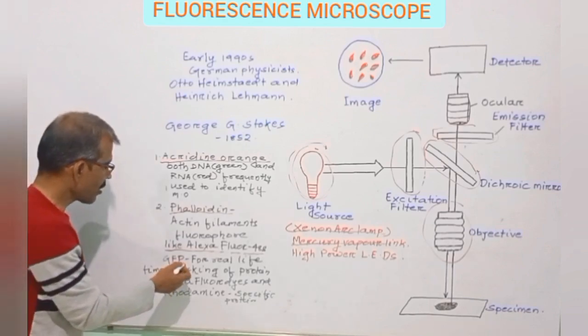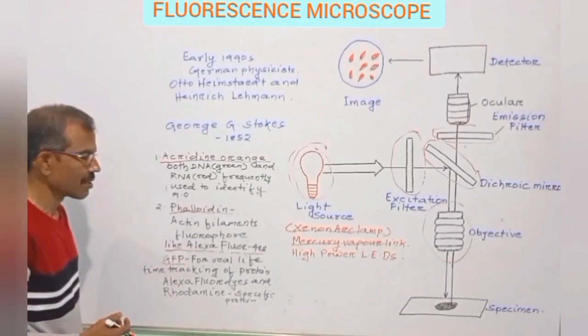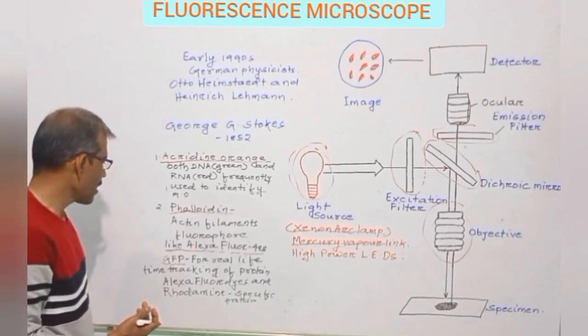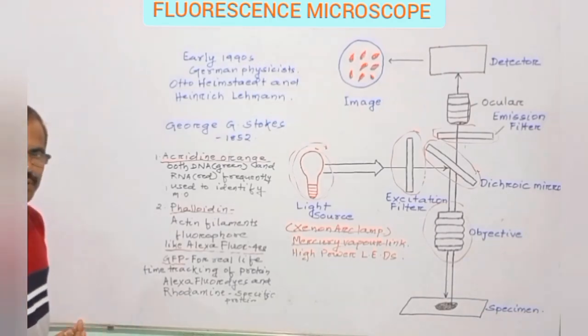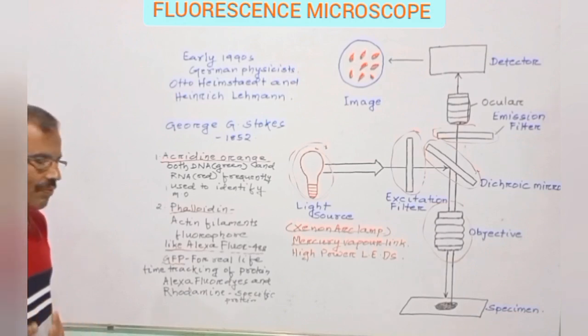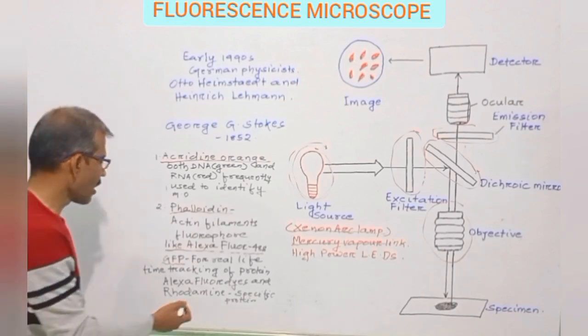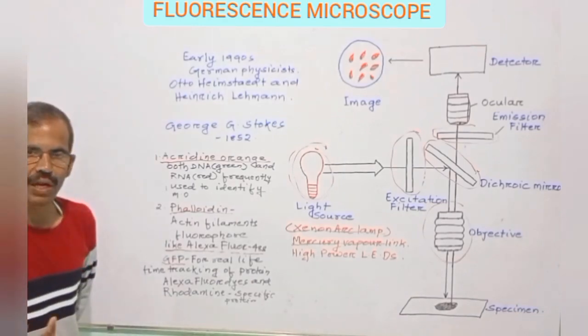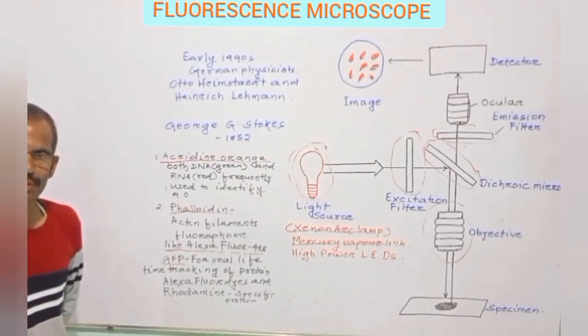Another important compound is green fluorescent protein, which is used for real-time tracking of proteins in living cells. In addition, other fluorescent dyes such as Alexa Fluor and rhodamine are used for labeling specific proteins.